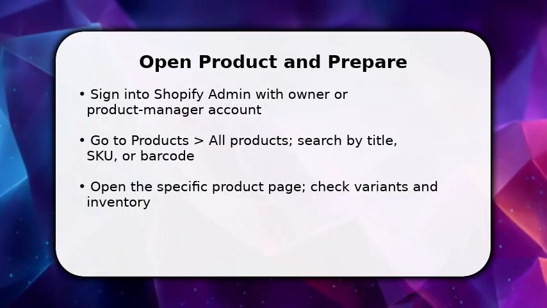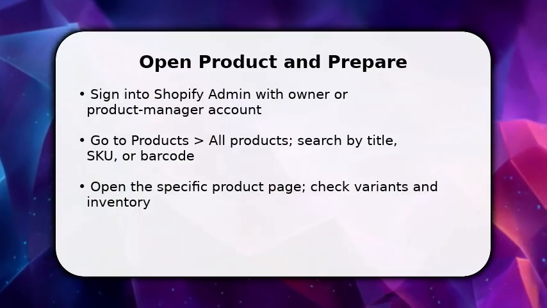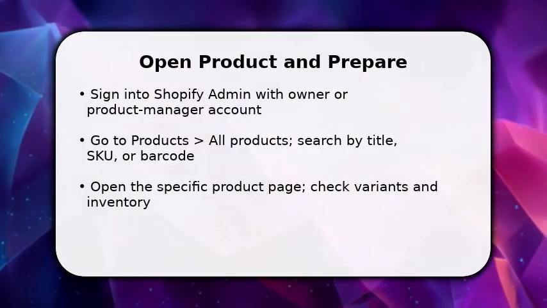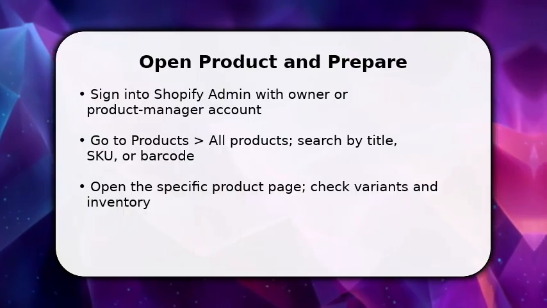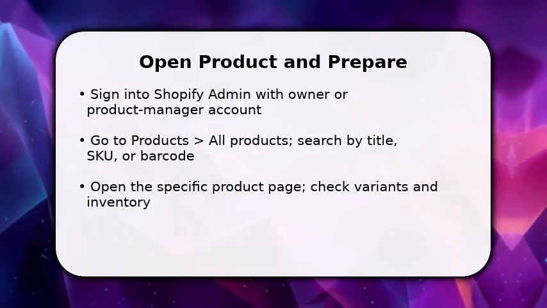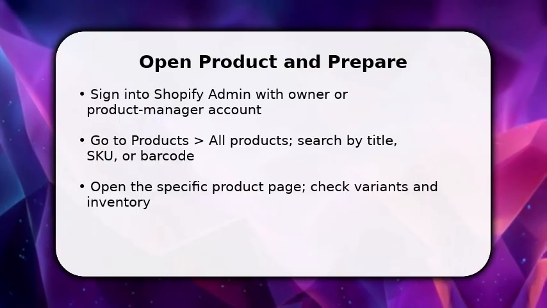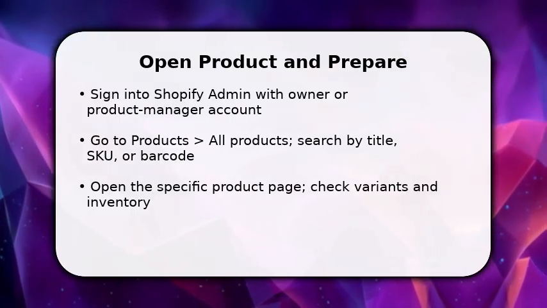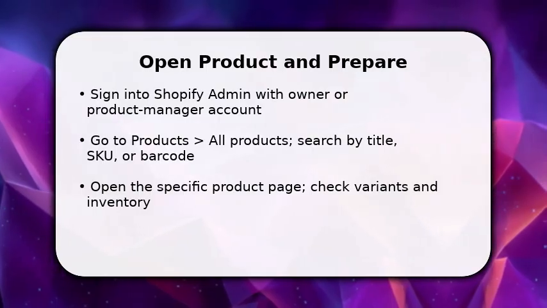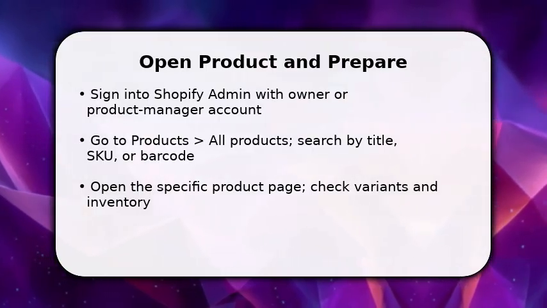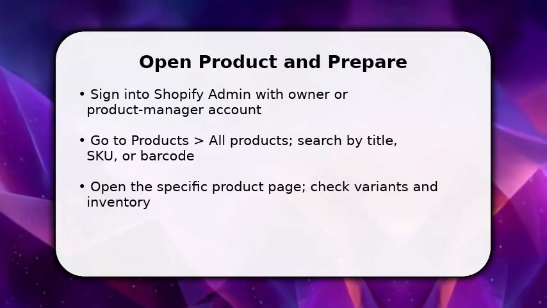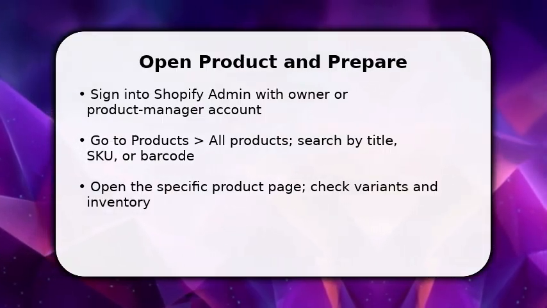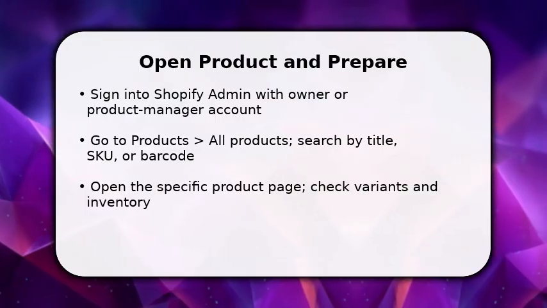You're starting by opening the product page in Shopify admin so you can remove it cleanly. First, sign in with an account that has delete permissions, otherwise you'll hit a permissions block. Once signed in, go to All Products and use the search box to find the item by title, SKU, or barcode. Make sure to review variants and inventory counts so you don't accidentally orphan stock or break published collections.